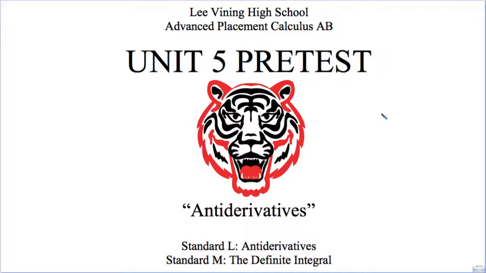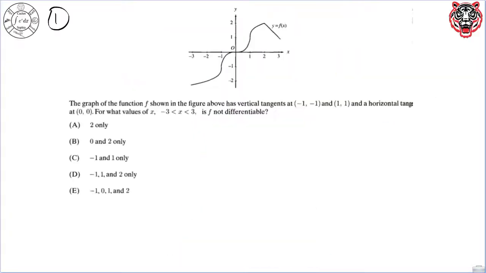This is AP Calculus, Unit 5 Pretest Solutions. Let's jump right in. Number 1, the graph has vertical tangents at (-1, -1) and (1, 1). So vertical tangents here and vertical tangents here. It also has a horizontal tangent at (0, 0). We can see that there.